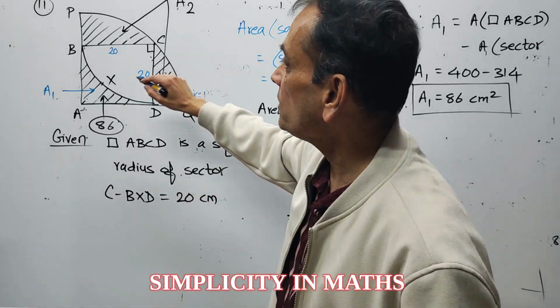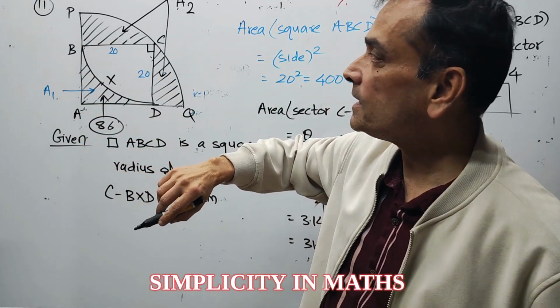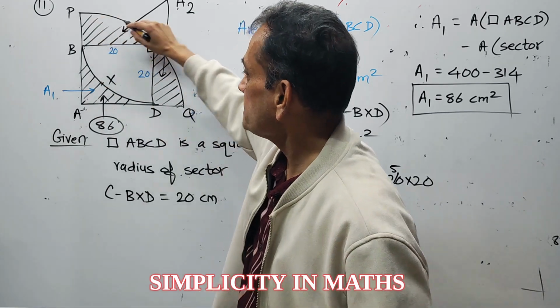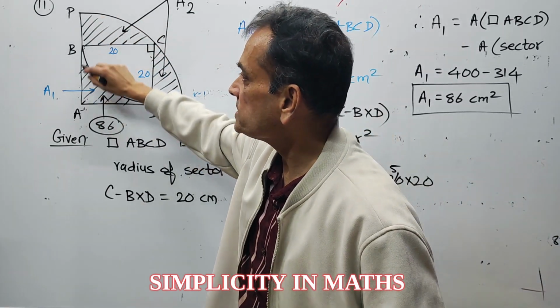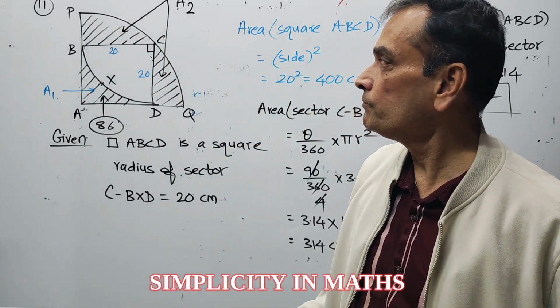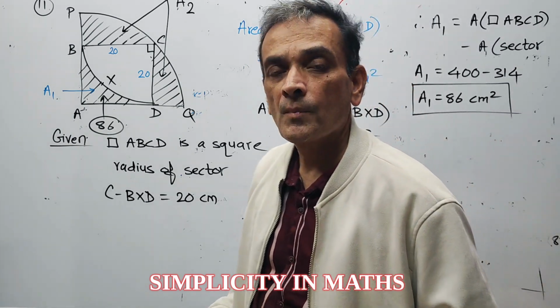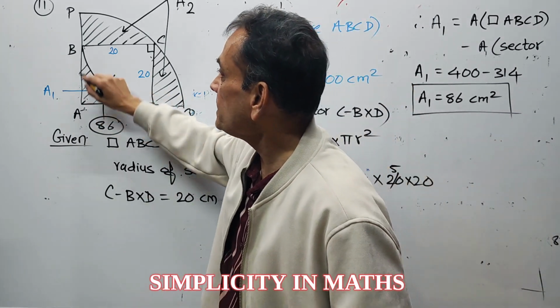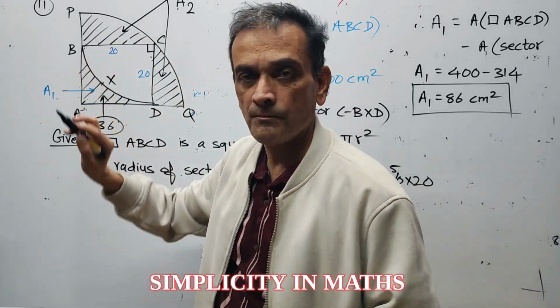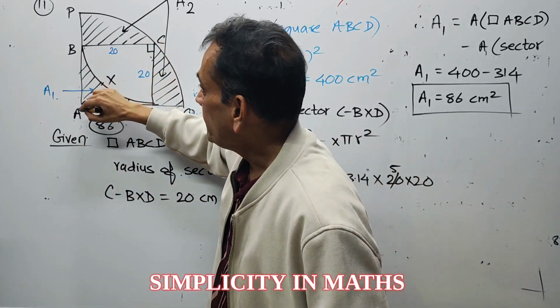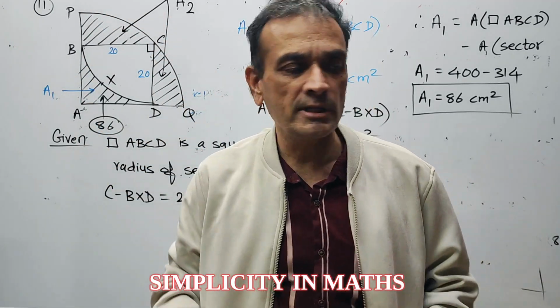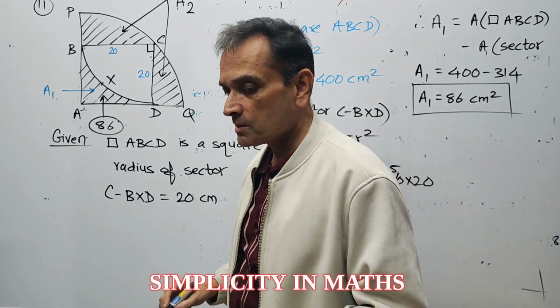So let us find out area of the big sector. What is the name of the big sector? APCQ. Area of sector APCQ. For that, I need to find the radius. Now the radius of APCQ is not AB. Area of the big sector, I'll just show in the diagram. It is somewhat like this.